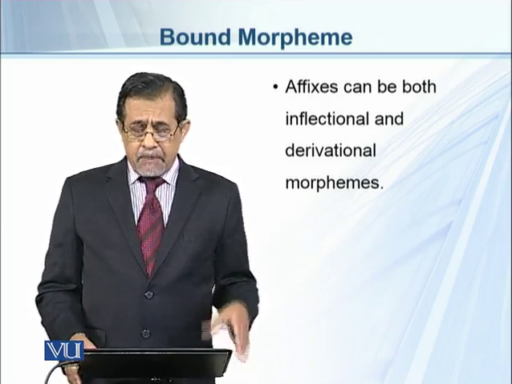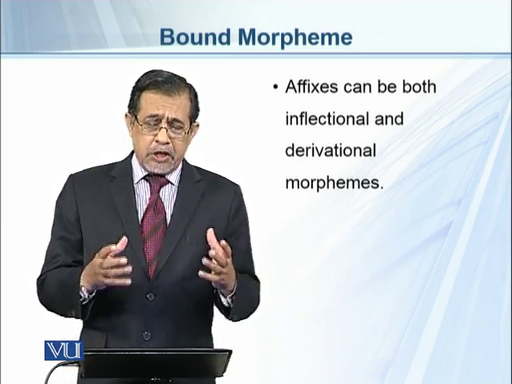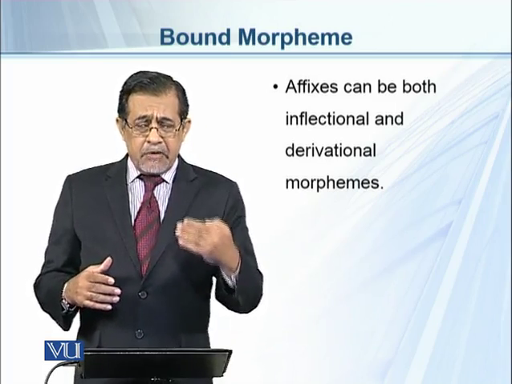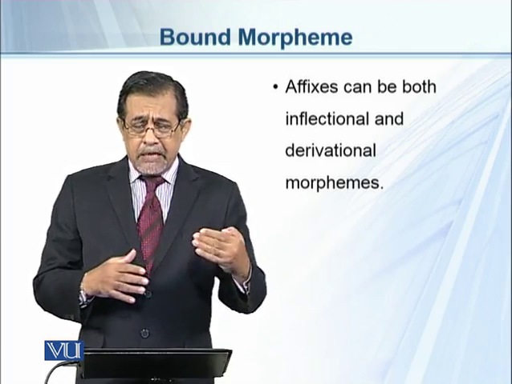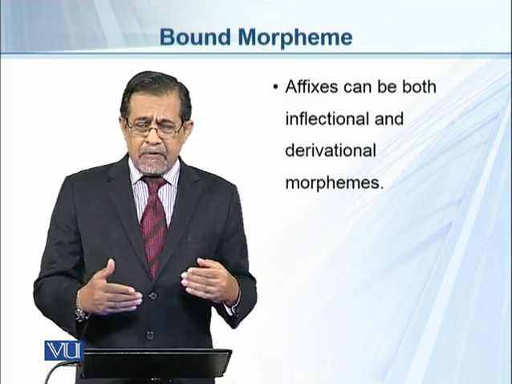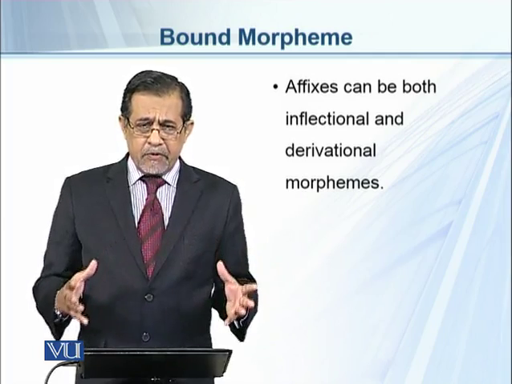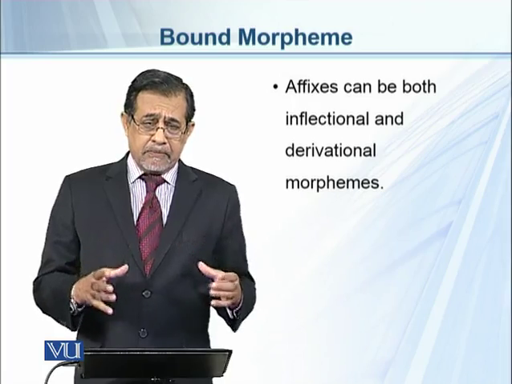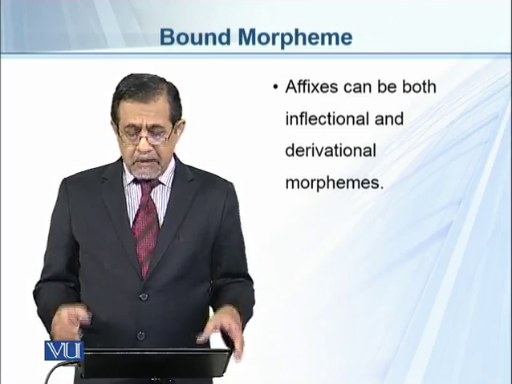Whereas when we talk about derivational, they change the class. For example, we have the word independent. So independent is an adjective. Independently, we added ly to it and it becomes an adverb. So now the class of the word is changed. So affixes consist of both inflectional and derivational morphemes.